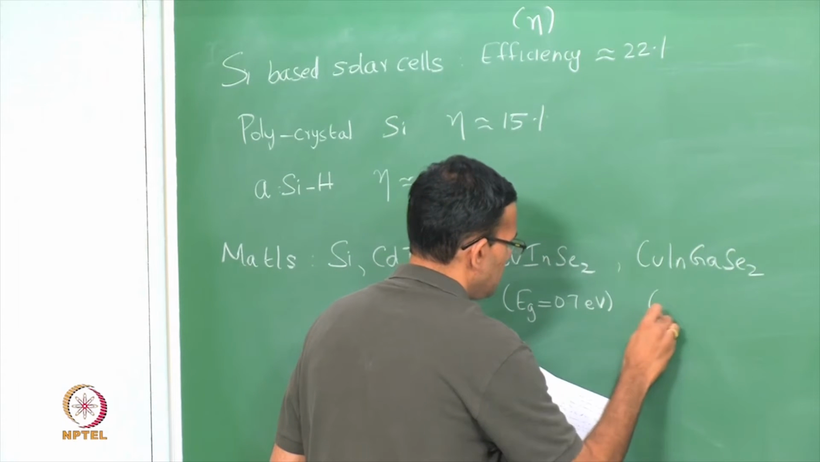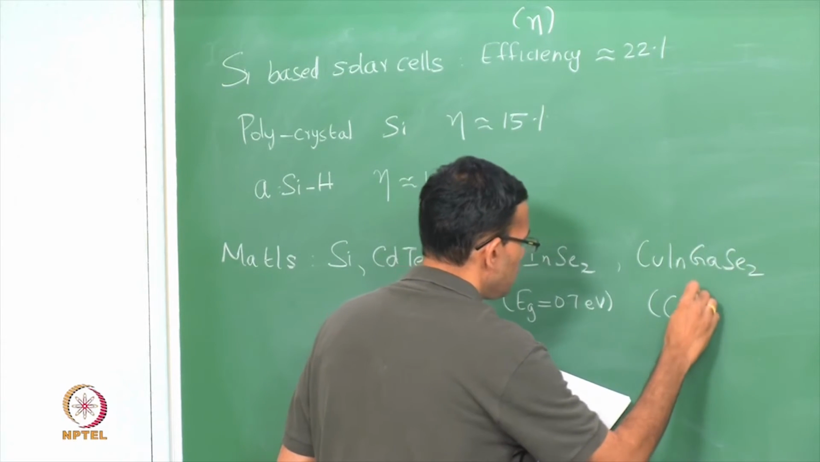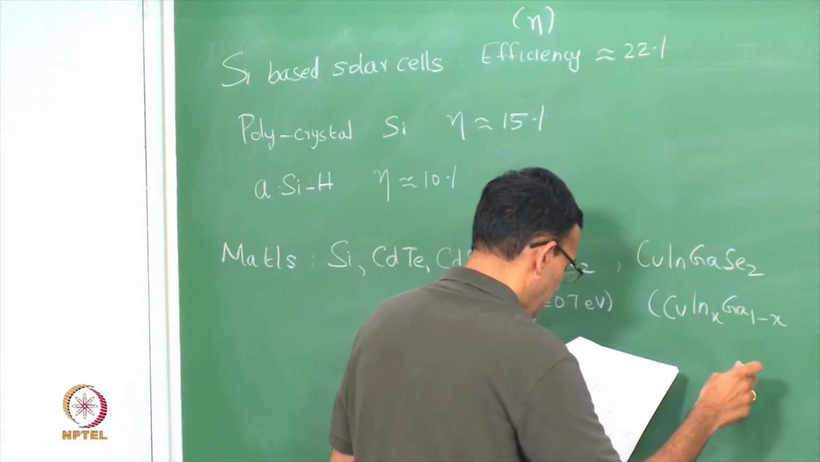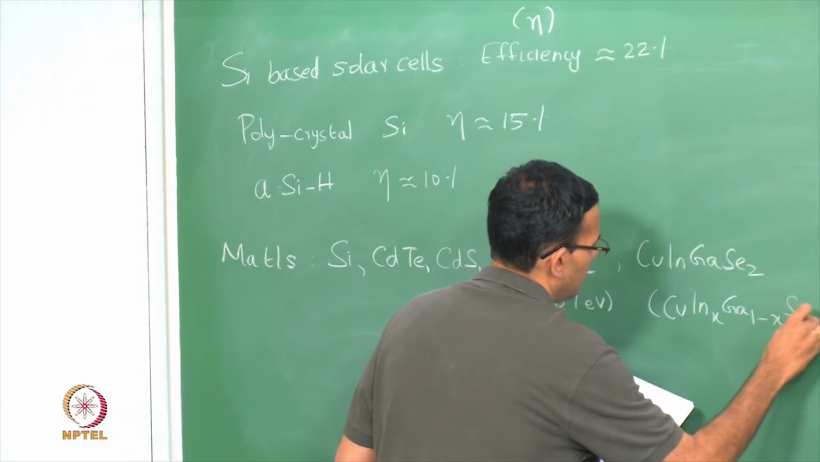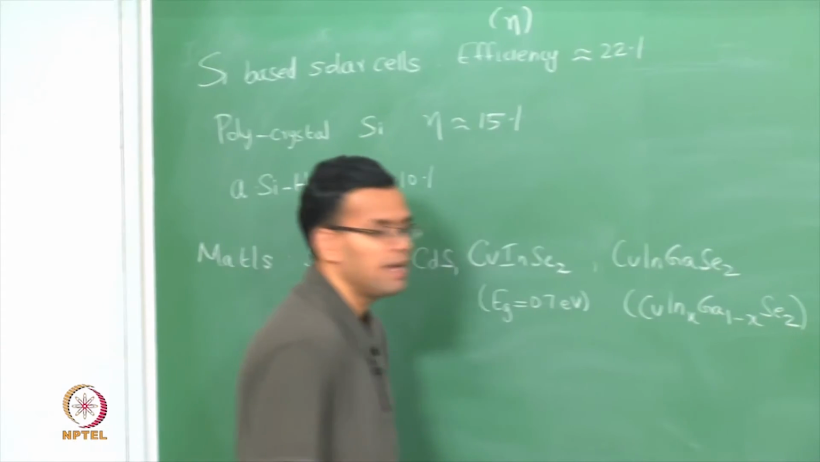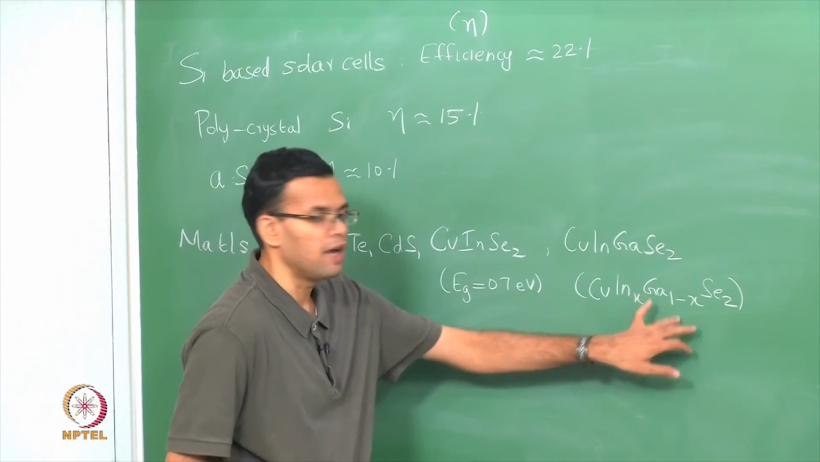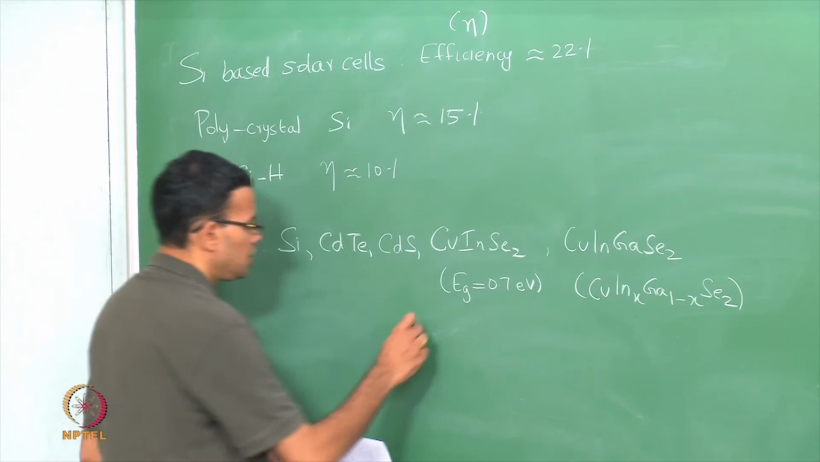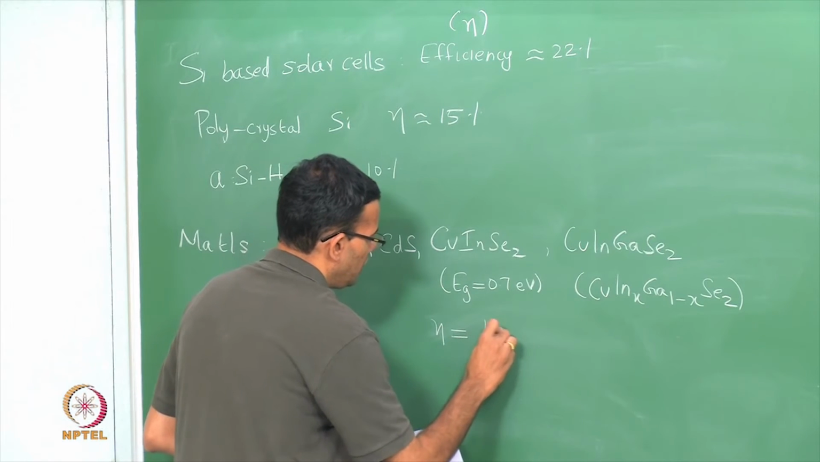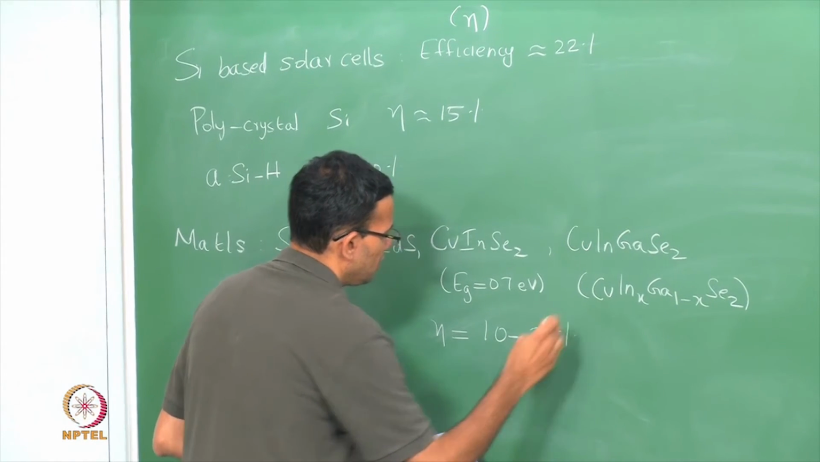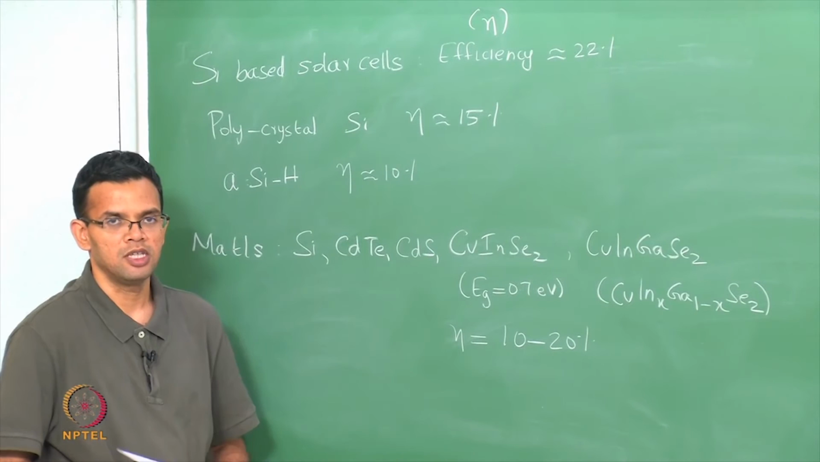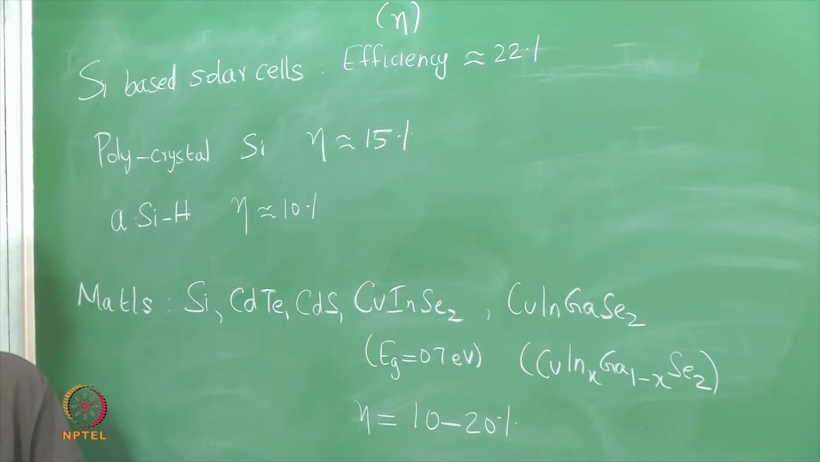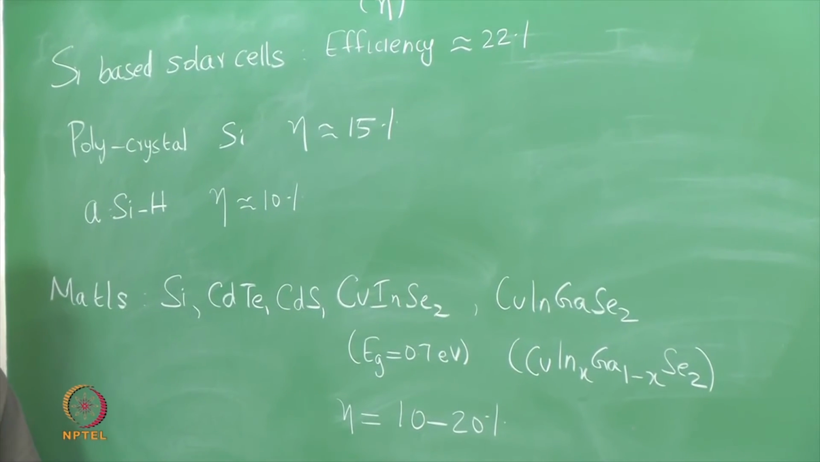So, it is usually written as Cu In_x Ga_(1-x) Se2. The band gap in this case depends upon the value of x. All of these have efficiency somewhere between 10 to 20% depending upon the processing route which is used in order to make these devices, and also the quality of the films that are produced.